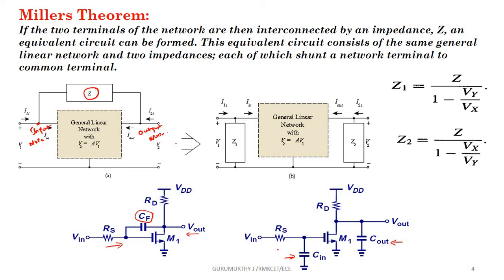So suppose you consider Z in, this is equal to Z by 1 minus, where the output voltage is V2 and the input voltage is V1.